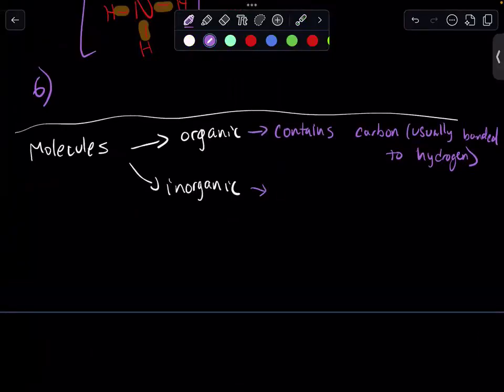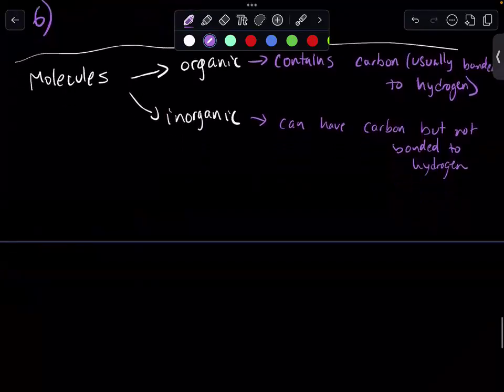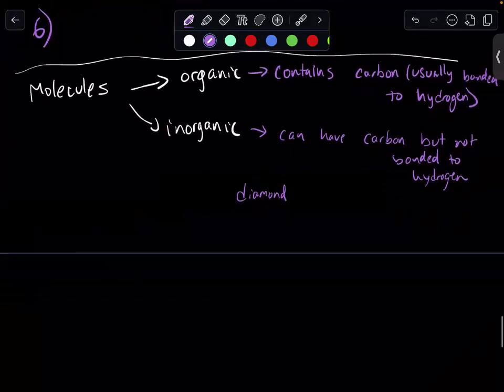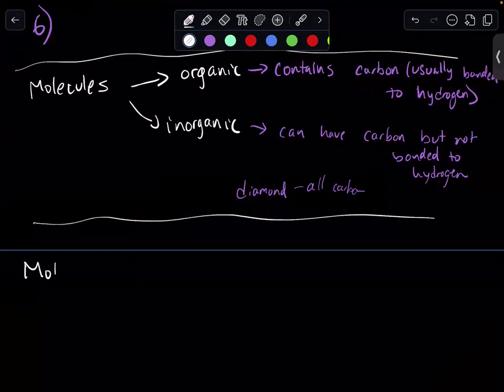Inorganic can have carbon, but not bonded to hydrogen. Usually, once it's bonded to hydrogen, we think about it as organic. So if you think about like diamond, that's just a bunch of carbons repeating bonded to each other. And generally, we wouldn't refer to that as organic. All right, all carbon. All right. So with organic and inorganic out of the way, let's talk about molecules bonded to itself.